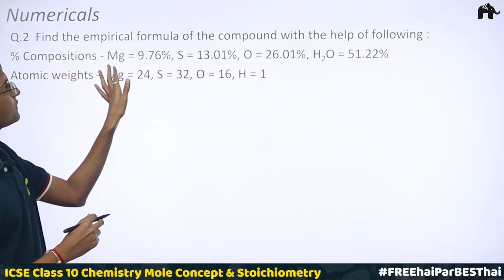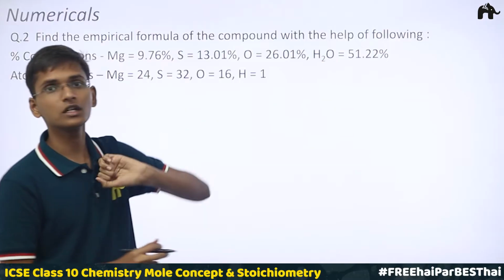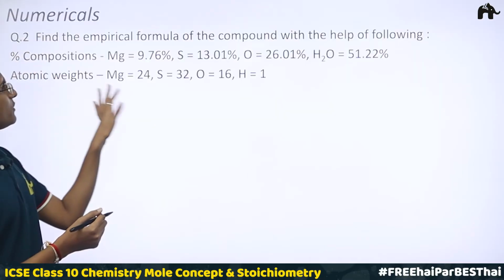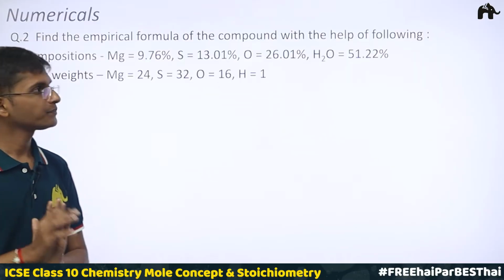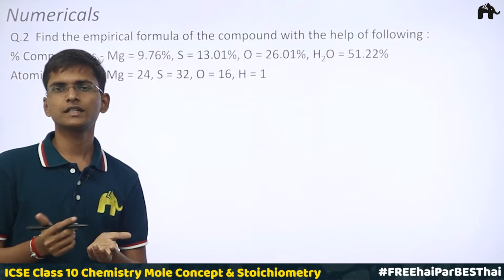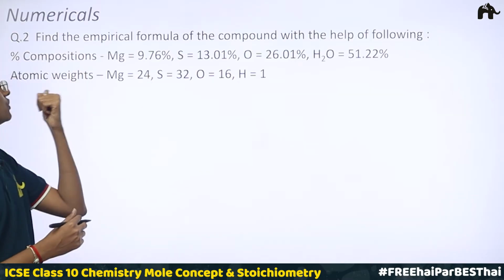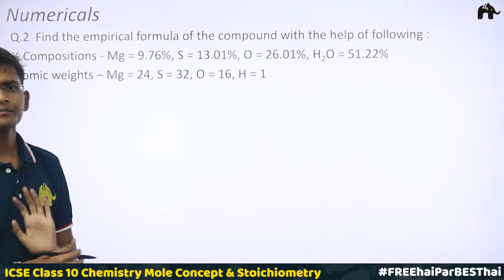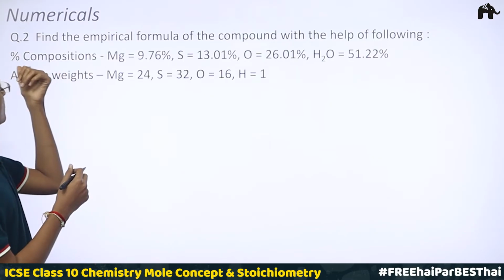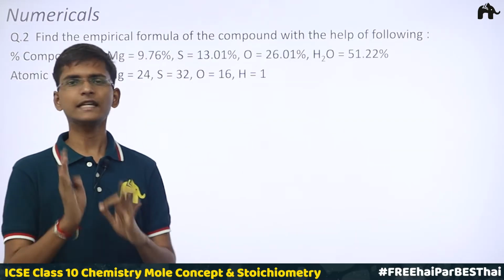In percentage composition, we have the percentage of elements, magnesium, sulfur, oxygen, but we have also been given the percentage of water, a compound, as well, right? And in the atomic weights, they have given us the atomic weights of the elements. So here you would get confused. If you see such a question, just remember that we only know how to find the empirical formula by using the percentage composition of elements. We haven't studied how to find the empirical formula by using the percentage composition of a compound, right? Don't worry, it's the exact same way we have to do.